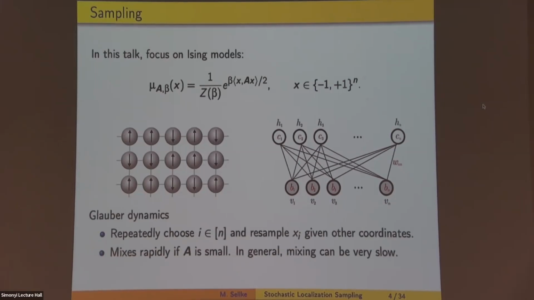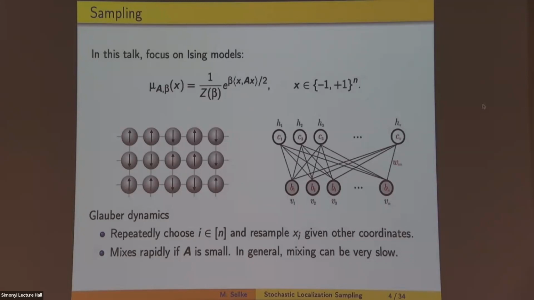The first algorithm you might think of, a ubiquitous method, is Glauber dynamics, where you repeatedly choose a coordinate and sample it given all of the other coordinates, and this will mix rapidly if the interaction strength is not too strong. But in general, it can be slow. And today we'll look at some other methods for sampling.